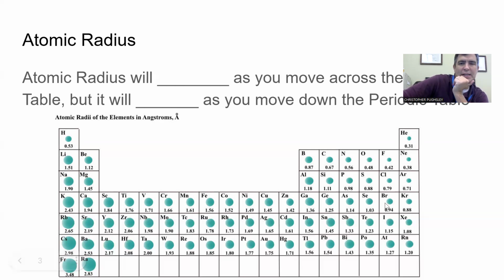Over here, again, we're going to get smaller and smaller. Again, this is mostly all the third energy level, and we see it decreases as you go across.